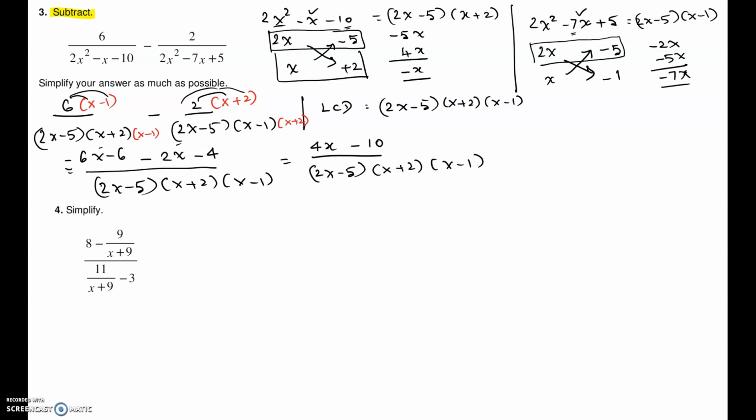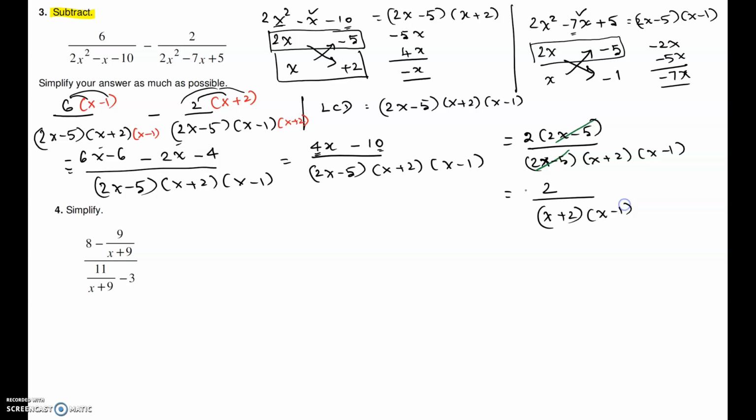You can actually factor out 2 from the numerator. So 2 times 2x minus 5 divided by 2x minus 5 times x plus 2 times x minus 1. The 2x minus 5 factor gets cancelled out. So we are left with just 2 divided by x plus 2 times x minus 1.